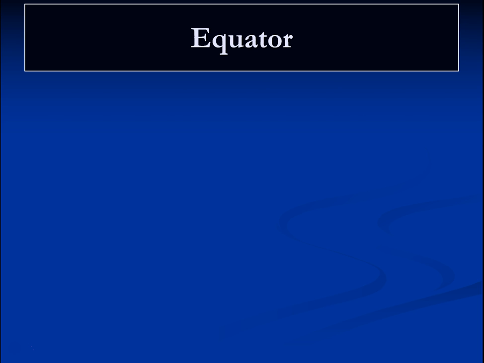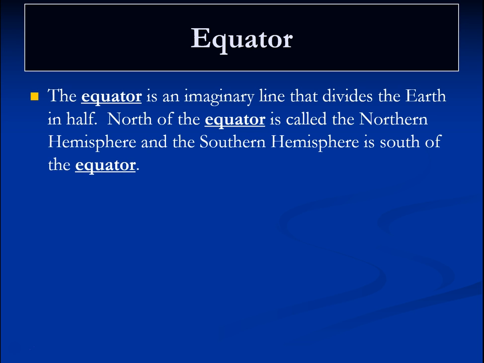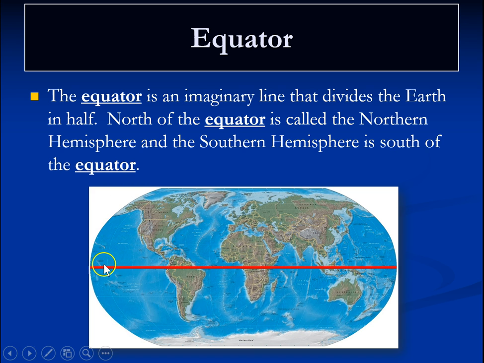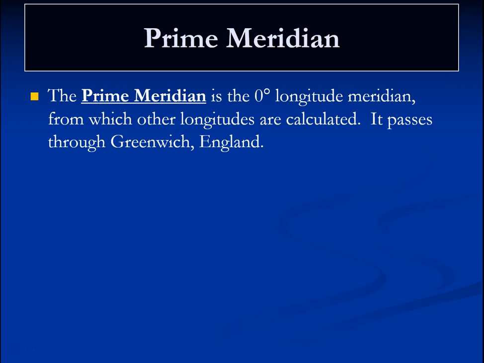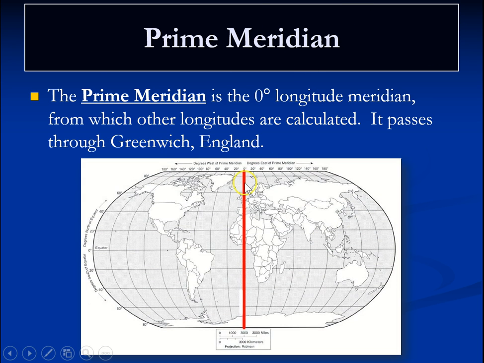Which brings us to the equator. The equator is an imaginary line that divides the Earth in half. North of the equator is called the northern hemisphere, and the southern hemisphere is south of the equator. There it is. Imaginary line divides the Earth into hemispheres. The prime meridian is the 0-degree longitude meridian from which other longitudes are calculated. It passes through Greenwich, England, but basically the prime meridian is the meridian that divides the Earth in half. This would be the western hemisphere, and this is the eastern hemisphere.